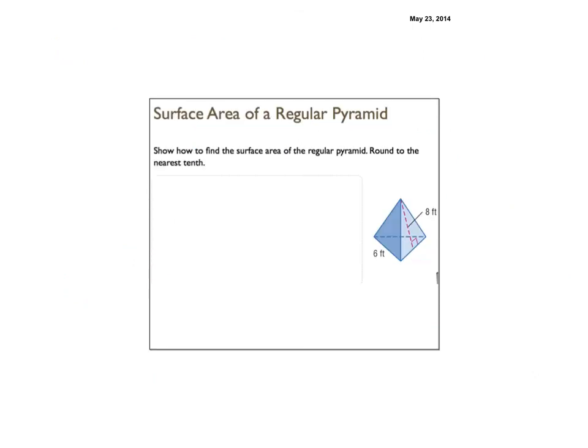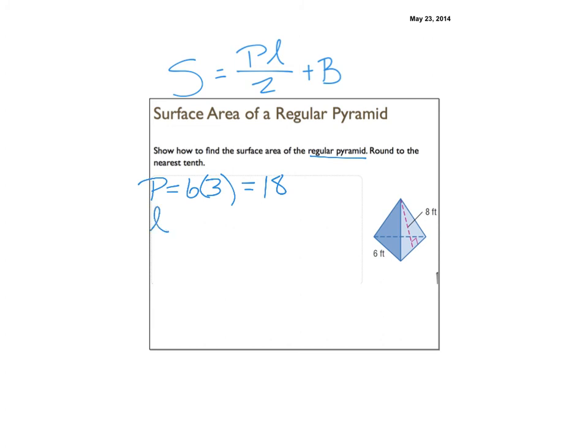And right here we have a regular pyramid. So again, that means the base, all the sides are the same. We need to find the surface area. To do that, we need our perimeter times our slant height divided by 2 plus the area of the base. So our perimeter is 6 times 3, because each side is 6 and we have 3 sides on our base, so we have 18. Slant height is 8. Now we need to find the area of the base, which is base times height divided by 2, because remember we're talking about a triangular base here.